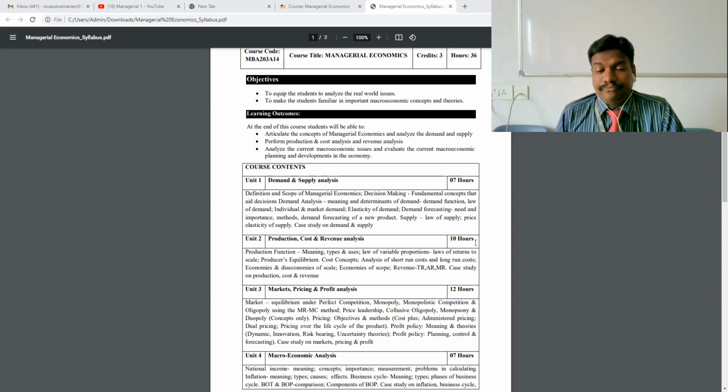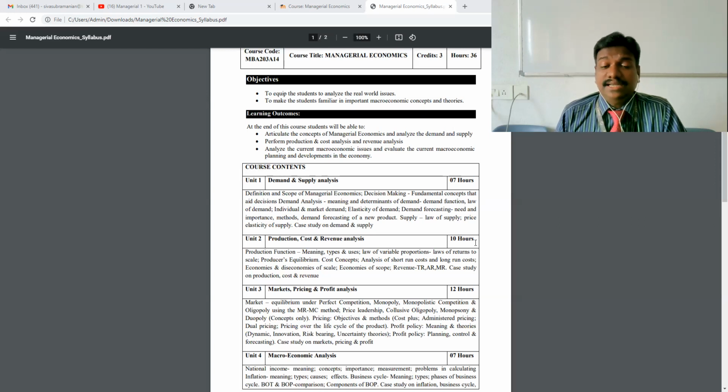And the third lesson is about markets, pricing strategies, and profit analysis. Based on studying the demand and supply functions, we can understand how to proceed with estimating the demand. Accordingly, we'll plan for production. Accordingly, we'll plan for our costs and selling strategies.